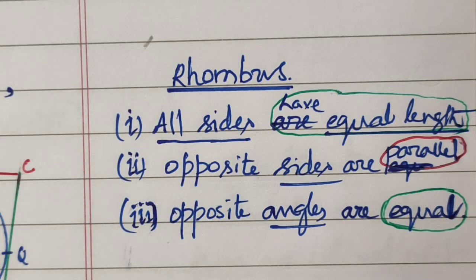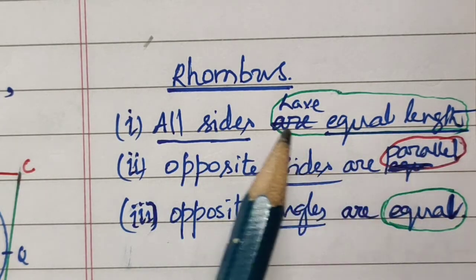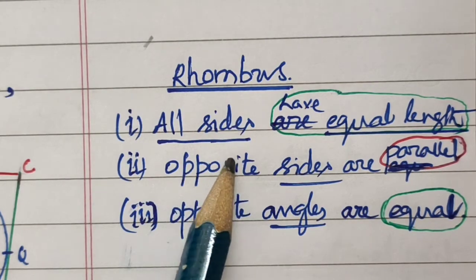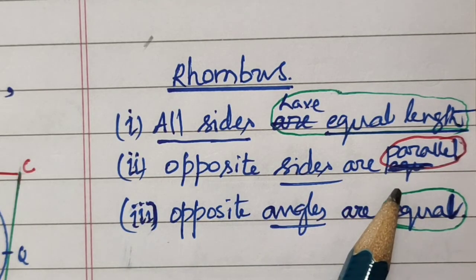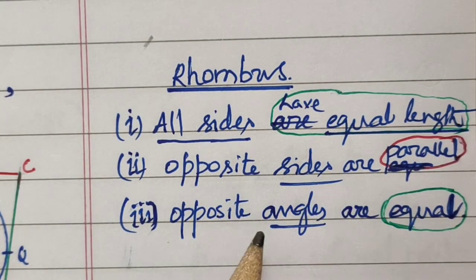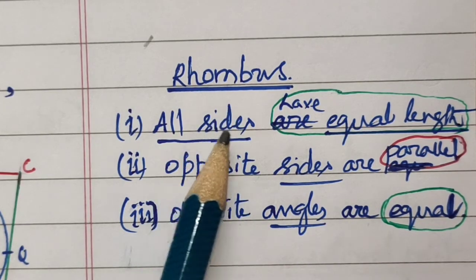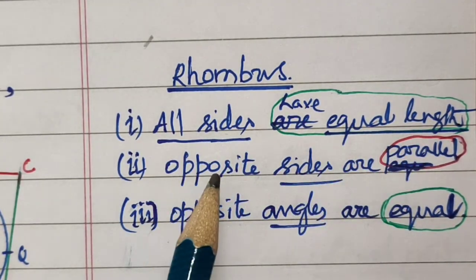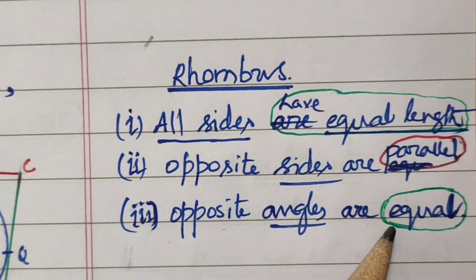Before going into the next problem, let us recall what a rhombus is. All sides have equal length. A rhombus is a parallelogram having all sides equal. Opposite sides are parallel. Opposite angles are equal.